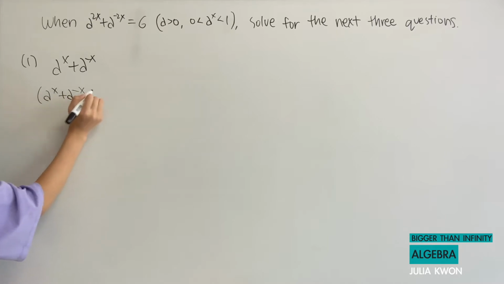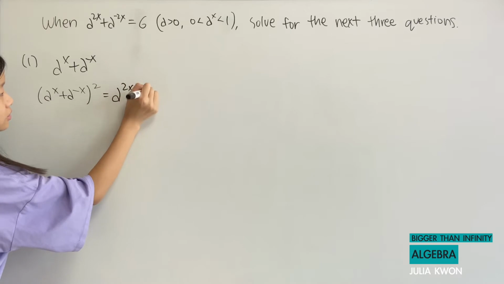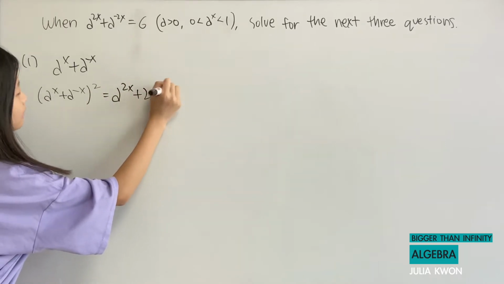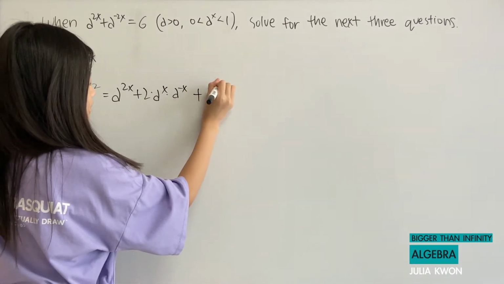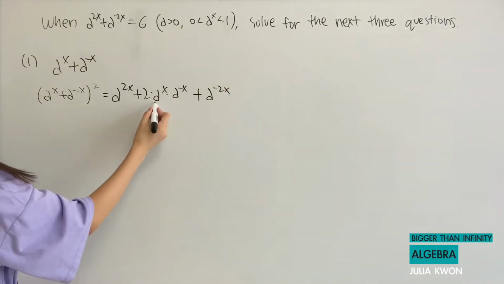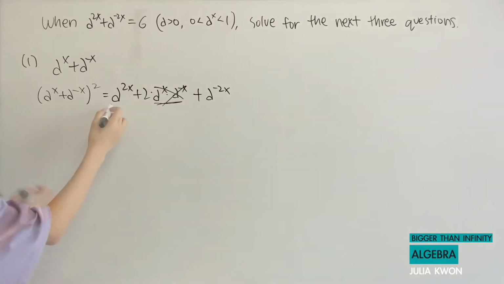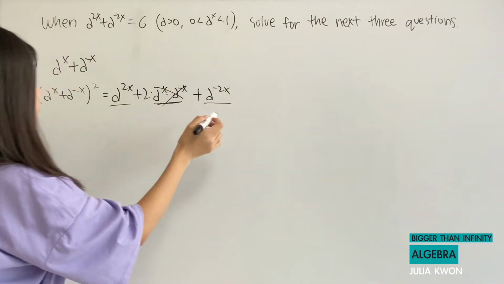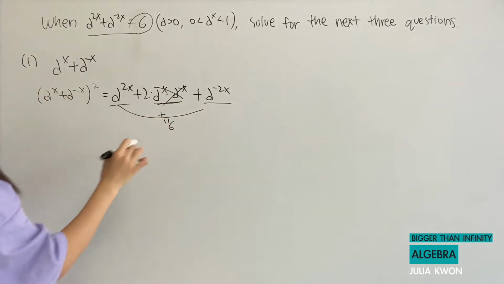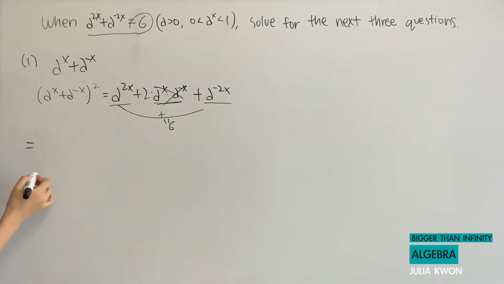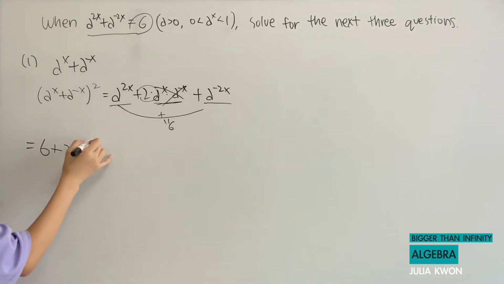If we square it, we're going to get a to the power of 2x plus 2 times a to the power of x times a to the power of negative x plus a to the power of negative 2x. These two can be multiplied and cancelled to make 1, and a to the power of 2x plus a to the power of negative 2x is equal to 6. So these two will make 6 if we add them together, and so that will be 6 plus 2 from here. That makes 8.